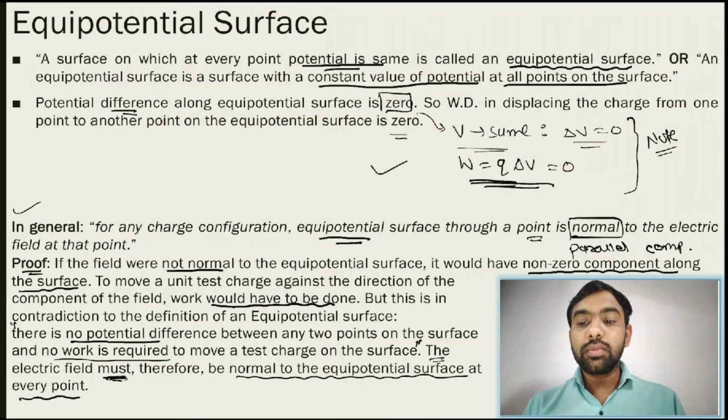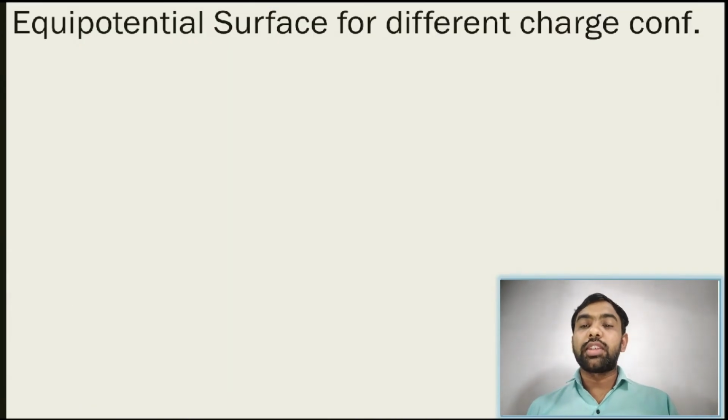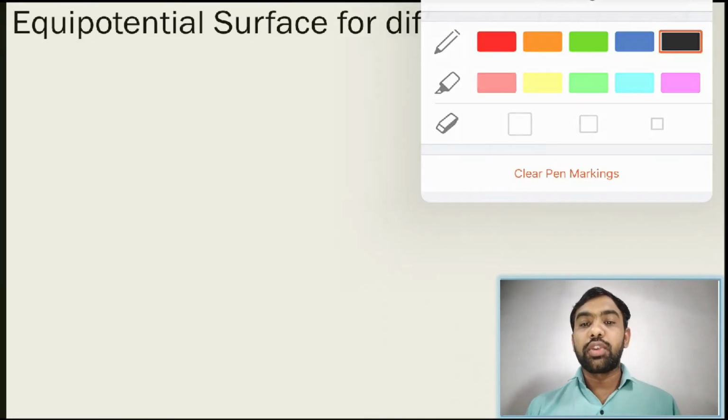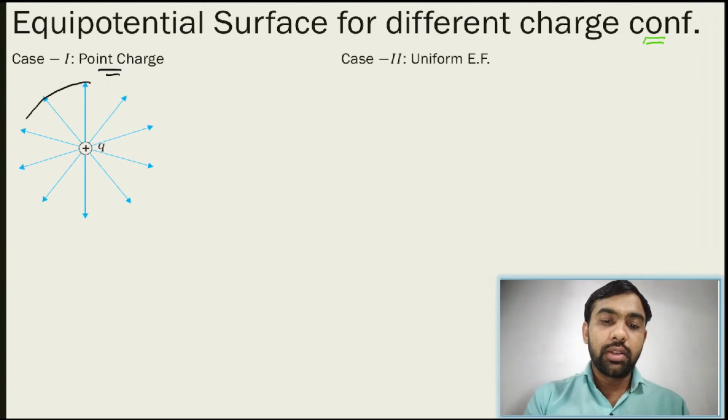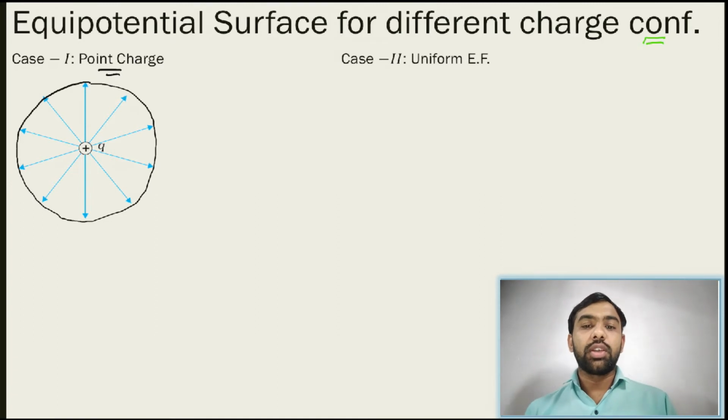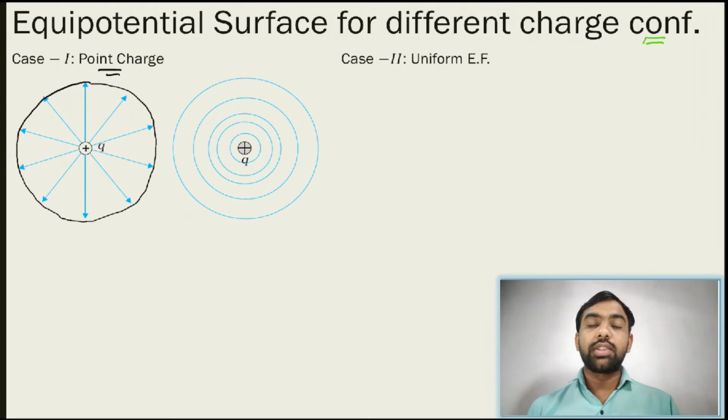Let's see a simple situation, equipotential surface for a different charge configuration. If you just change the charge configuration, then how is the equipotential surface given? Let's see example number 1. For the point charge, the equipotential surface is like this. See, this is spherical. You draw the spherical one. So these are the equipotential surfaces for a point charge.